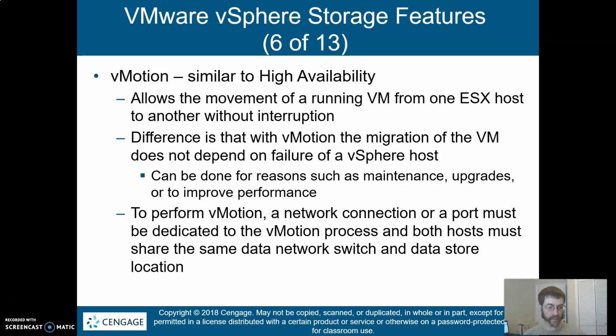Okay, so we've been talking about high availability. One of the related concepts to high availability and fault tolerance is vMotion. What this actually allows us to do is to take a running VM from one ESXi host to another without any interruption whatsoever. And depending on how it works, you've essentially got it running on both systems at the same time. It's running on one system and running in the background on the other system, and the system transfers all control to the second.